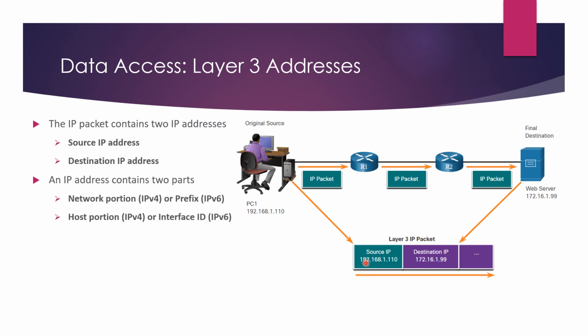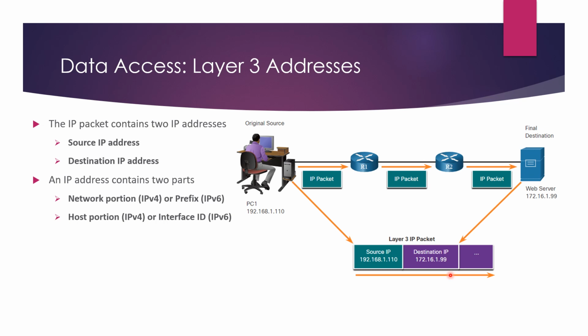Each IP packet will contain two IP addresses. We'll have the source IP address, which is the IP address of the sending device, the origin source of the packet, and the destination IP address, which is the IP address of the receiving device, the final destination of the packet. The IP address indicates the original source and the final destination, and this is true whether the source and the destination are in the same IP network or in different IP networks.